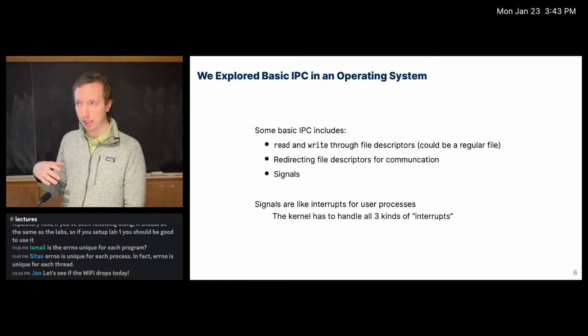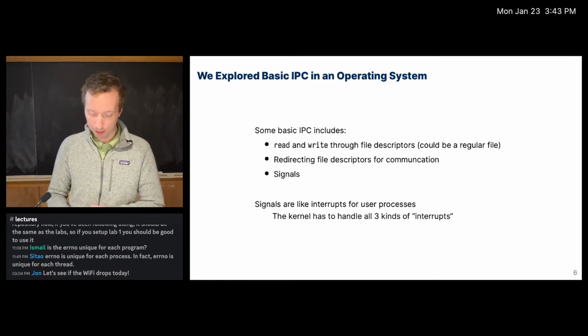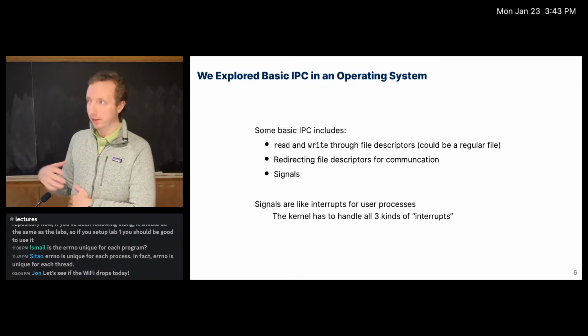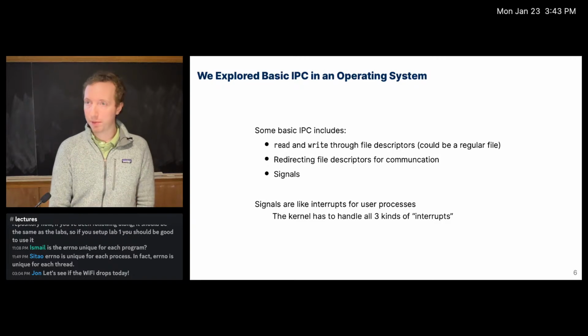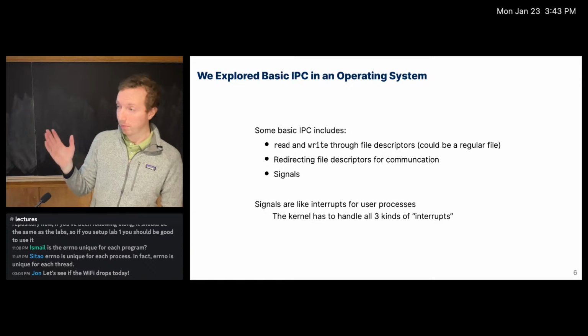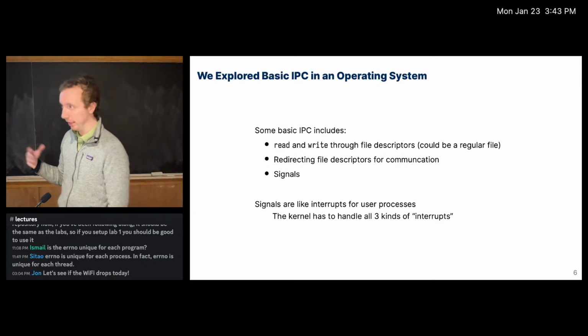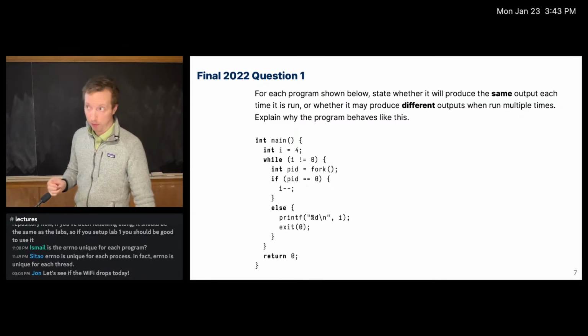So this is recapping the last one too. Signals were like interrupts for user processes, and the kernel has to handle things that are more complicated. There are 3 different kinds of interrupts, so just remember: exceptions related to instructions, interrupts from hardware, and a trap is the actual code that runs. So let's look at some finals from last semester.